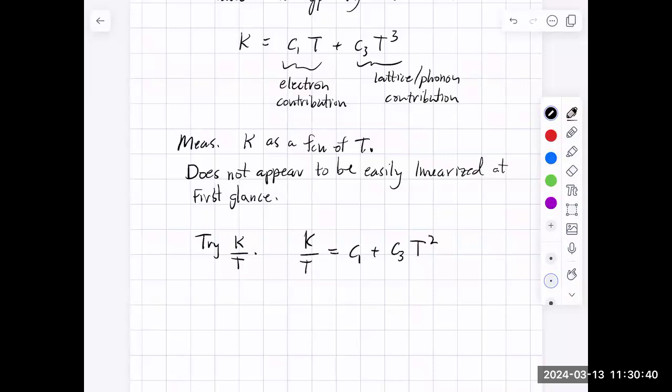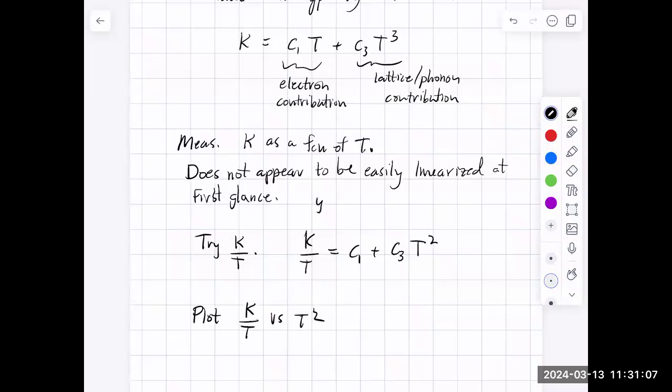And so now we have a term that doesn't have any temperature dependence, and so this would be like a constant intercept. And then we have a term that does involve T, and it's a T squared in this case. So what should we plot in this case? Yeah, good. So we plot kappa over T versus T squared.